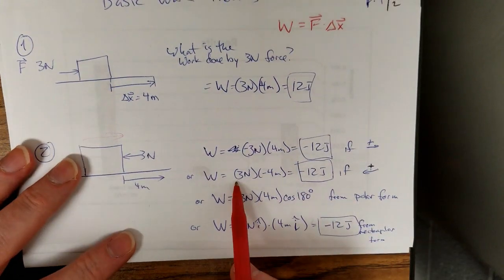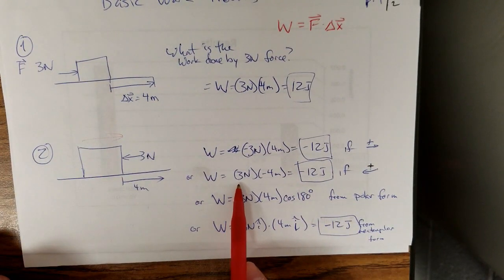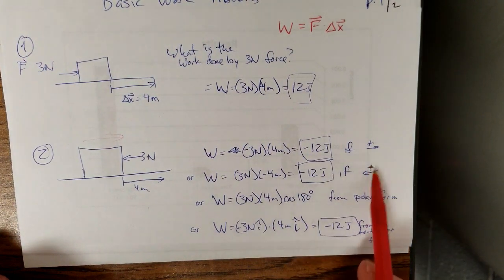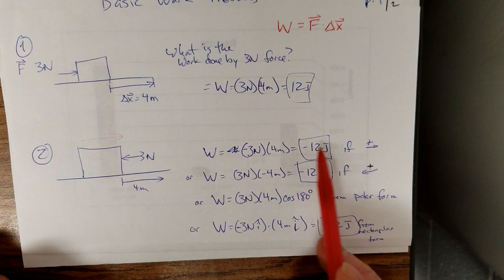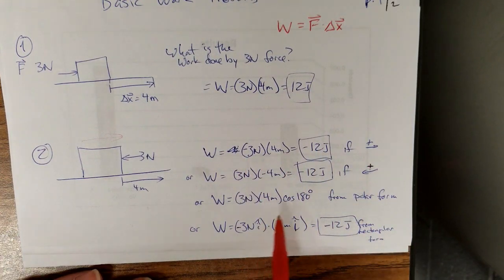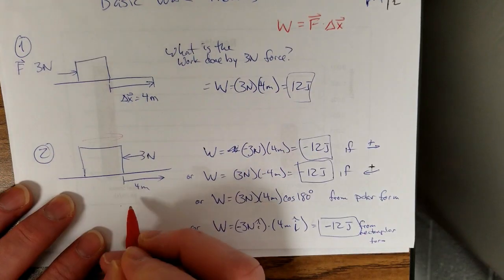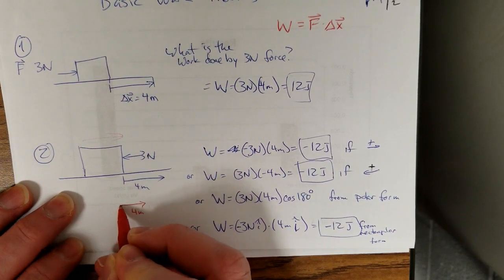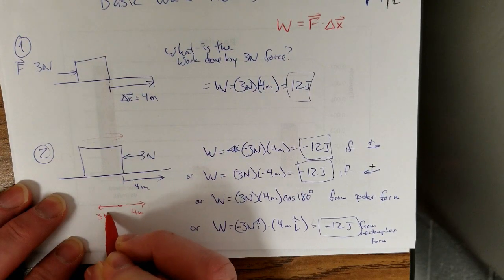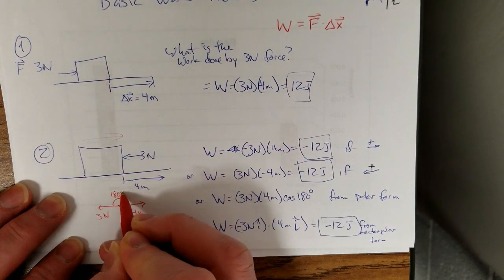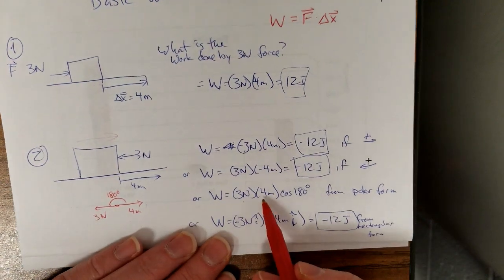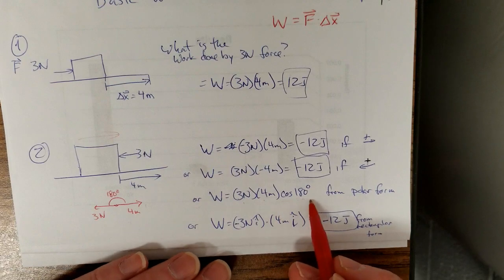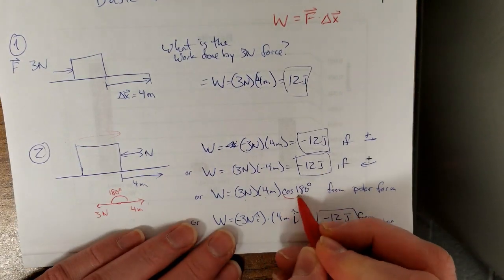If I make to the left positive, then the work I'm doing is positive 3 newtons times negative 4 meters, and I still get negative 12 joules. So the direction that I choose for the positive direction does not matter ultimately. Or from polar form, they are 180 degrees apart. So if I draw my two vectors, 4 meters and 3 newtons, the angle between them is 180 degrees. And so it's the magnitude of one times the magnitude of the other times the cosine of the angle between them. And I would also get negative 12 joules because the cosine of 180 degrees is equal to negative 1.